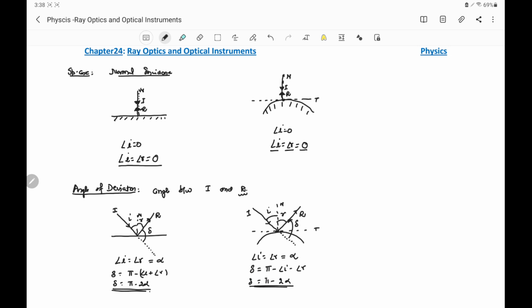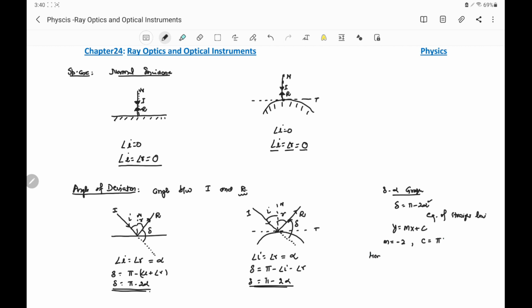So we can say delta, the angle of deviation, is pi minus 2 alpha, where alpha is the angle of incidence in case of reflection. Further, if we draw the graph between delta and alpha, because delta equals pi minus 2 alpha, it is the equation of a straight line, similar to the equation of a straight line y equals mx plus c. Here m is equal to minus 2, which is the slope, and the y-intercept c is equal to pi.